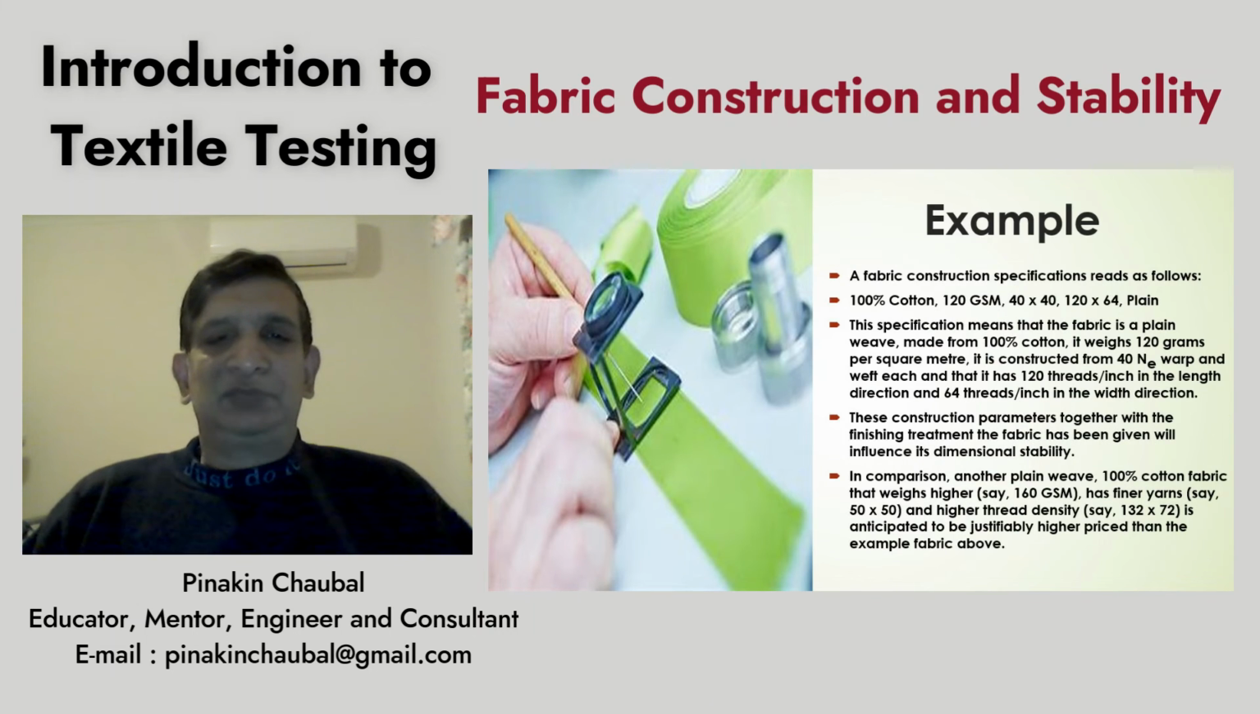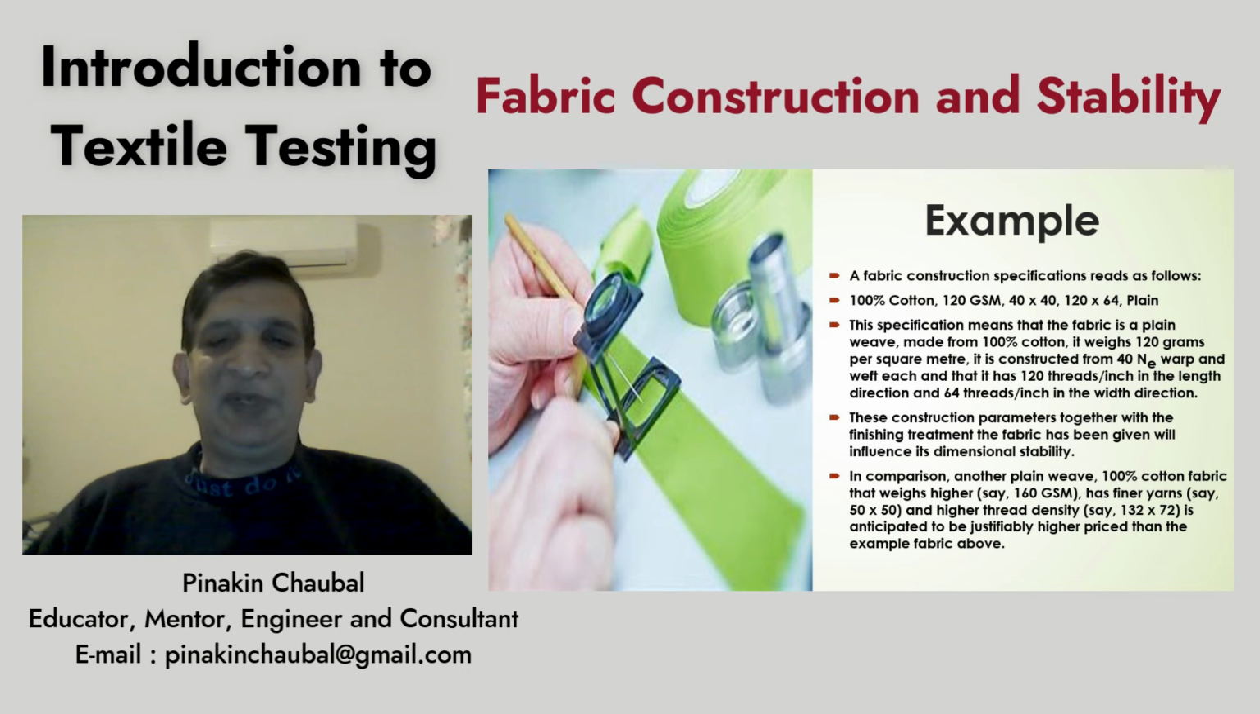Let's take an example. A fabric construction specification reads as follows: 100% cotton, 120 GSM, 40 by 40, 120 by 64, plain. This specification means that the fabric is a plain weave made from 100% cotton. It weighs 120 grams per square meter. It's constructed from 40 English cotton count warp and weft each, and it has 120 threads per inch in the length direction and 64 threads per inch in the width direction.